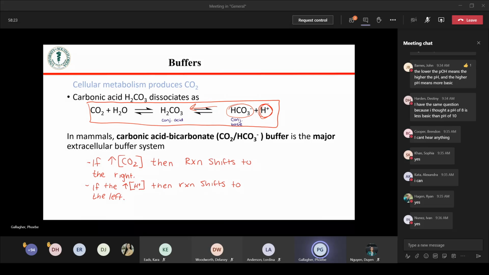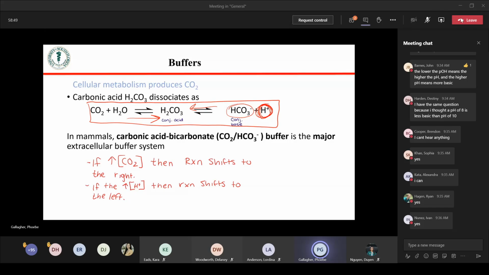Okay, moving on. If you have a lot of carbon dioxide, say your body's retaining more carbon dioxide for whatever reason because you're not breathing properly, then the reaction is going to shift to the right and make more protons, right? And so these are going to decrease the pH of your blood, which is bad.